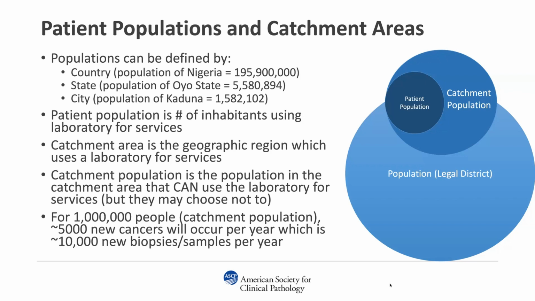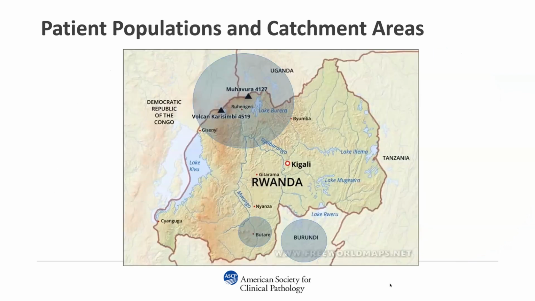So let's look at an example of why these patient population and catchment area terms are so specific. So here we see Rwanda, and in Rwanda, you can see that there's the legal border of Rwanda, which it shares with the Democratic Republic of Congo, with Uganda, with Tanzania, and Burundi. And we can define the population of Rwanda as being within that legal border, right? That legal border of what's there.